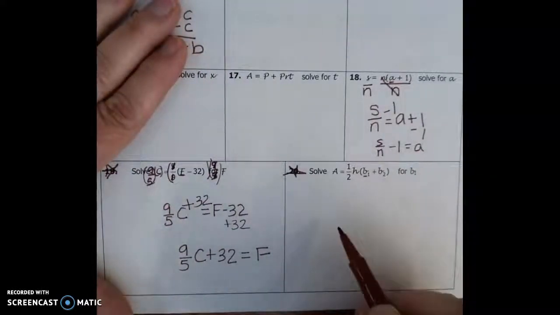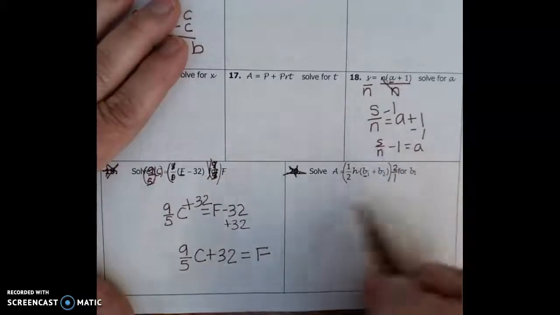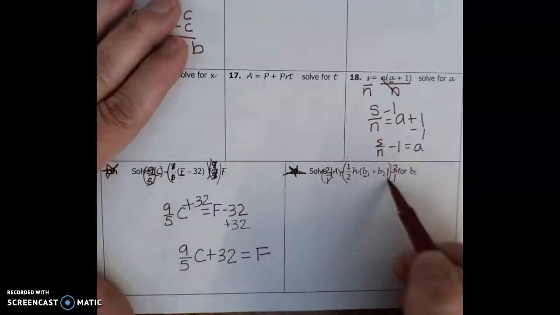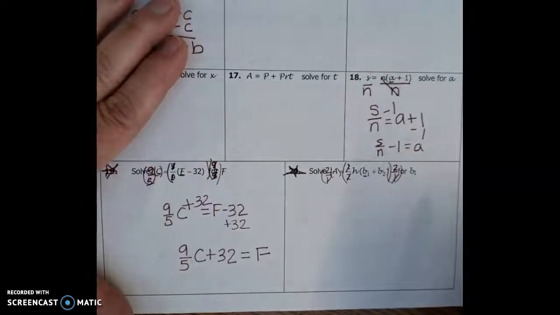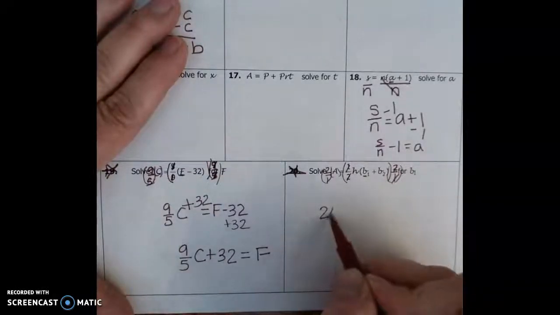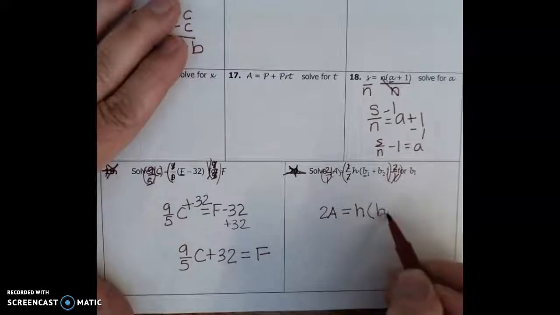Let's go ahead and get rid of the fraction first, just so it's out of our way. The reciprocal is 2 over 1. Okay. That makes your 1/2 cancel to a 1. It's just gone now. And I have 2 times a over 1, which will just leave me 2a equals, I still have that h there. I haven't done anything with them yet.